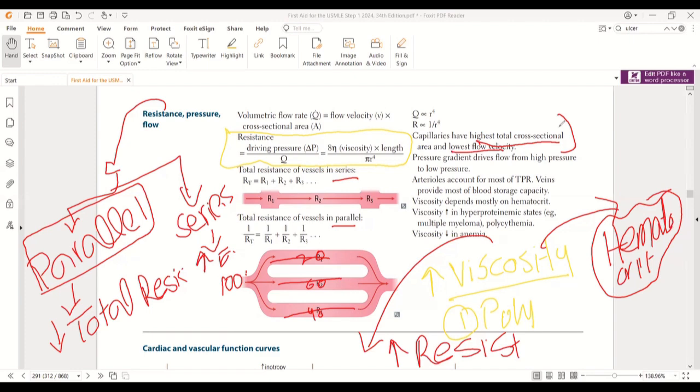The main significance is to diffusion, the exchange of substances. If you have a greater cross-sectional area, the exchange of substance will take place more easily, right? And if you have the lowest velocity, the exchange of substance will be greater, right? The exchange of material takes place in the capillaries. Am I right? Yes. So that's why the capillaries have the highest total cross-sectional area and lowest flow velocity, right?